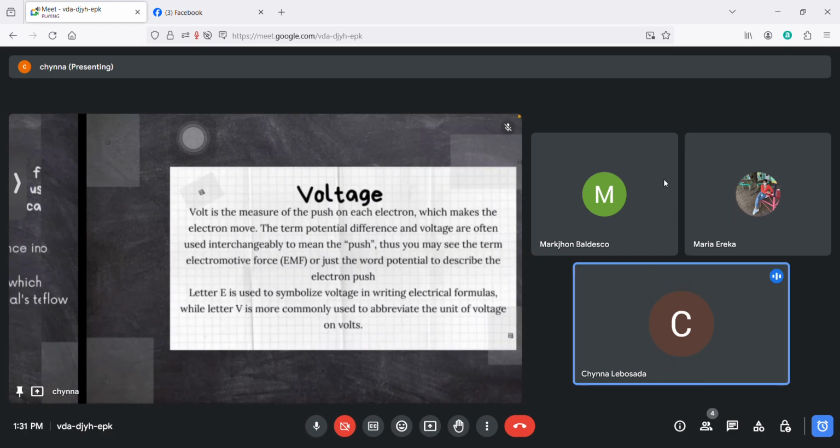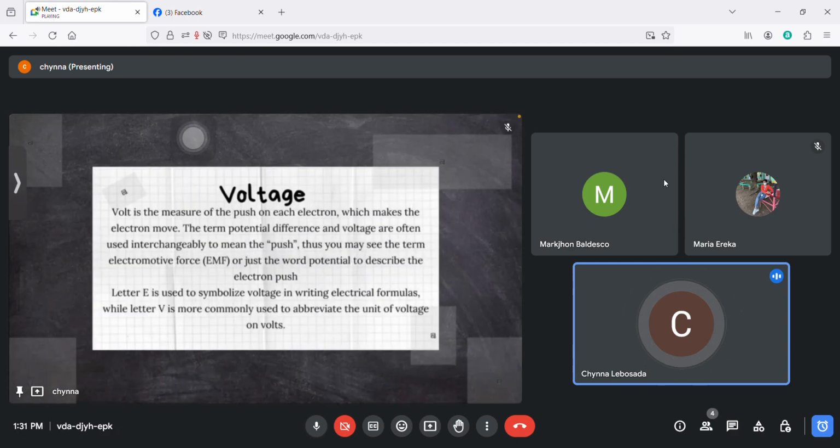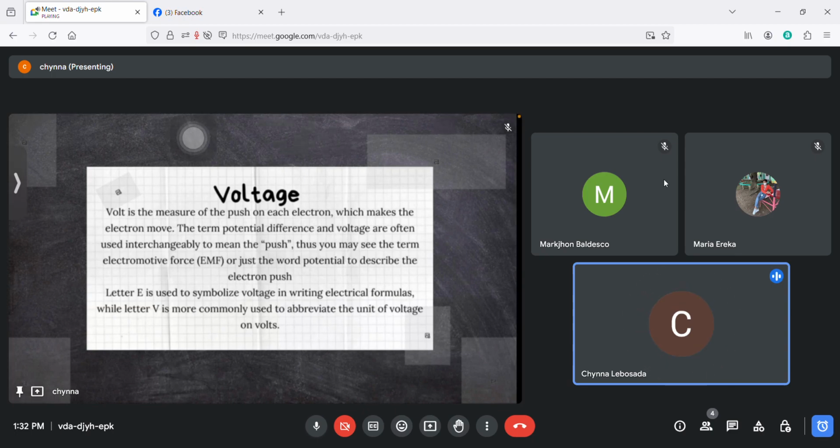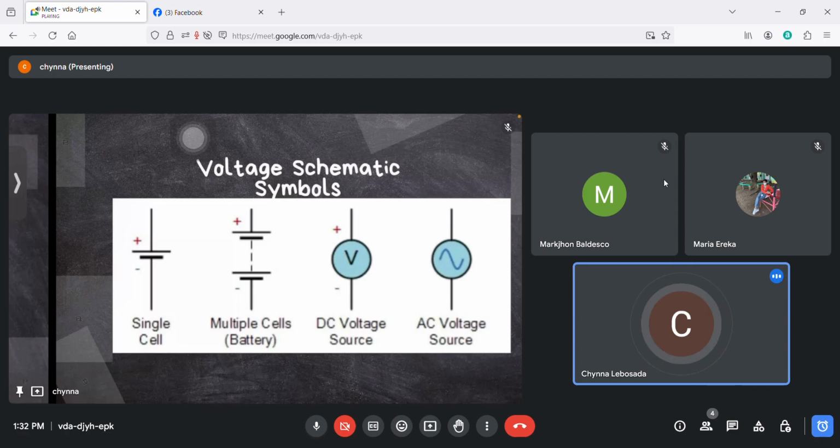Voltage. Volt is the measure of the push on each electron, which makes the electron move. The terms potential difference and voltage are often used interchangeably to mean the push. Thus, you may see the term electromotive force, EMF, or just the word potential to describe the electron push. Letter E is used to symbolize voltage in writing electrical formulas, while letter V is more commonly used to abbreviate the unit of voltage, volts. So these are the voltage schematic symbols.